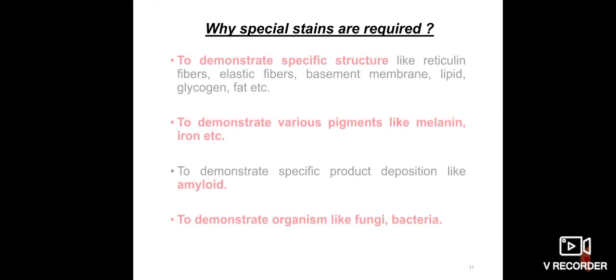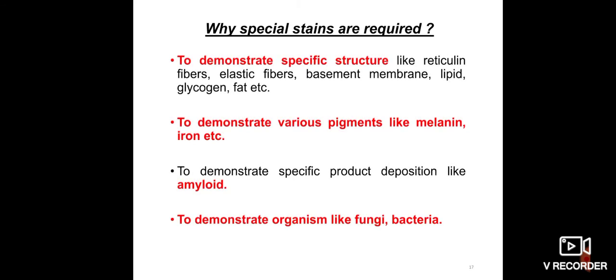Coming to special stains. Why are special stains required? First, to demonstrate specific structures like reticulin fibers, elastic fibers, basement membrane, lipid, glycogen, fat, etc. Then to demonstrate various pigments like melanin, iron, etc. To demonstrate specific product deposition like amyloid, and to demonstrate organisms like fungi and bacteria. That's why we need special stains, because hematoxylin and eosin, that is H&E stain, won't give a proper description, or won't be able to identify these structures very properly.